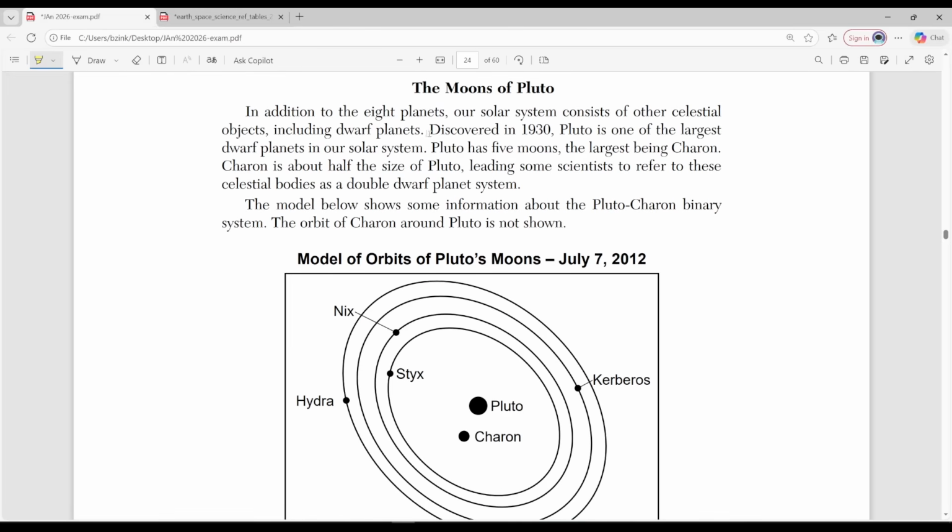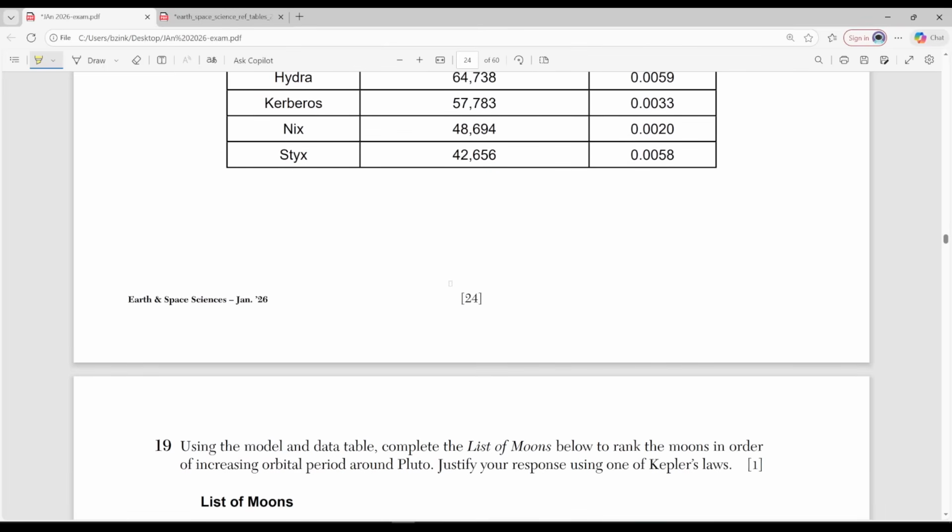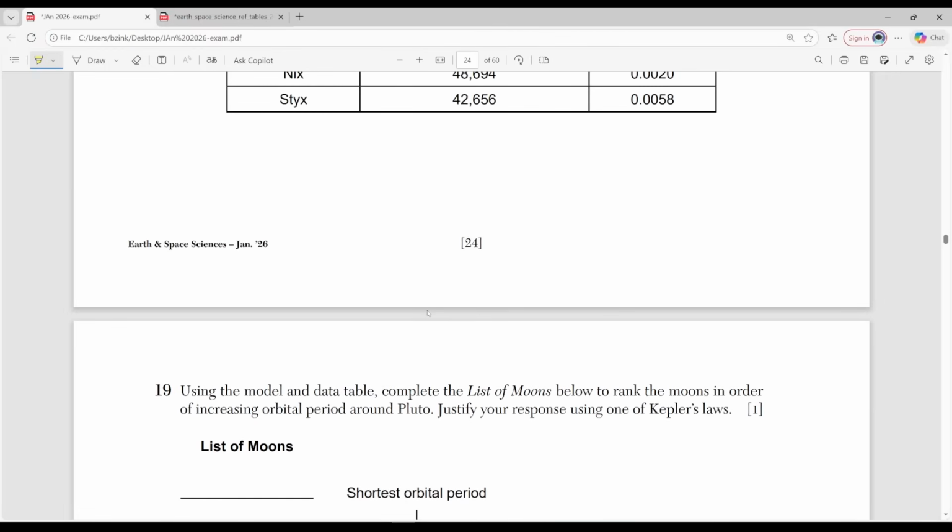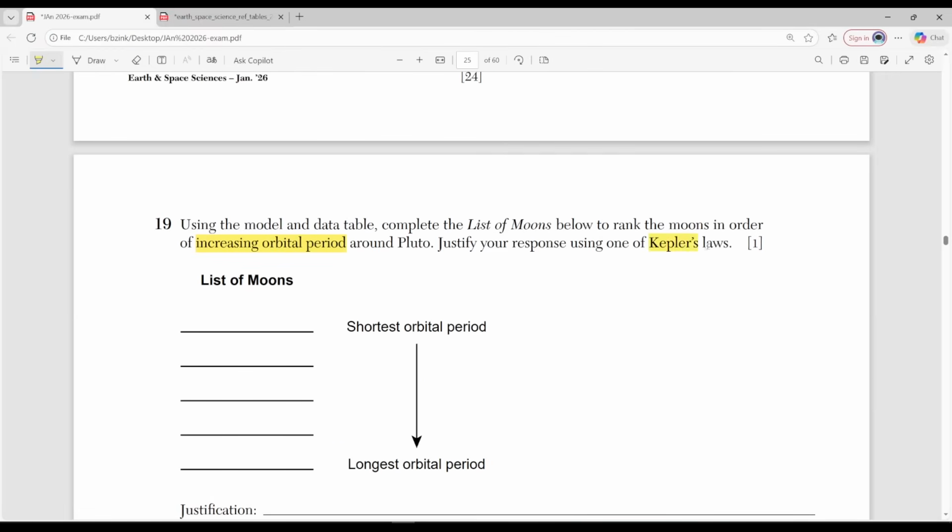We got dwarf planets discovered in 1930. Pluto is one of the largest. In our solar system, we have 5 moons. Charon, half the size of Pluto. Maybe a double dwarf planet system. Okay. We got Pluto and Charon binary system. The orbit of Charon around Pluto is not shown. We're going to have to draw an orbit? Okay, complete the list of moons to rank the moons in order of increasing orbital period. Okay. Wow, they want us to know Kepler's laws. Cool. Okay. So let's see.